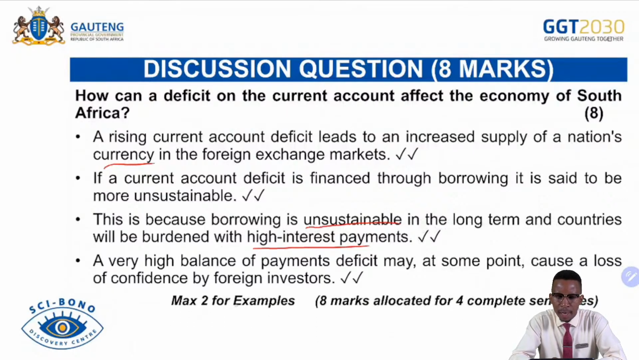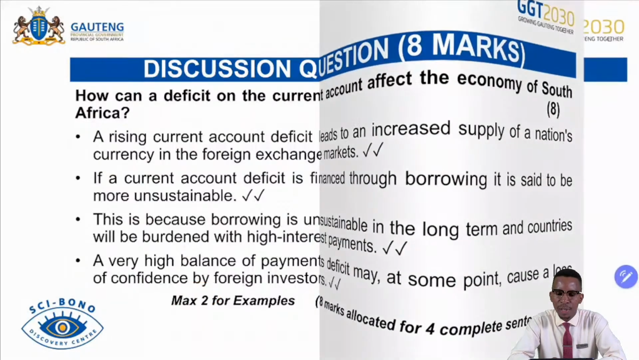2 marks for examples. 8 marks is allocated, and complete sentences must be at least 4 to obtain those 8 marks. Mere listing will only be allocated 2 marks. This is a higher order question, remember.